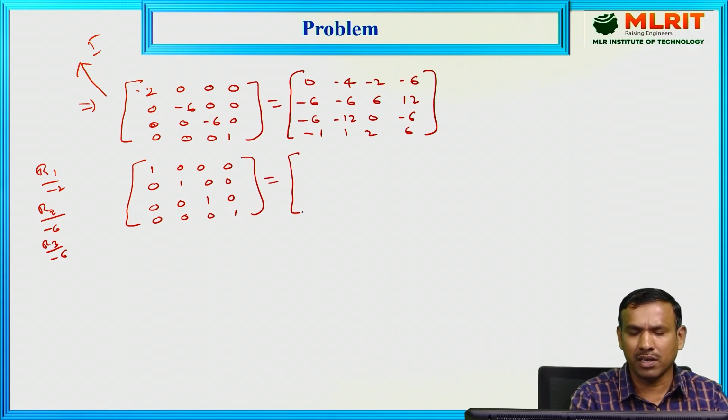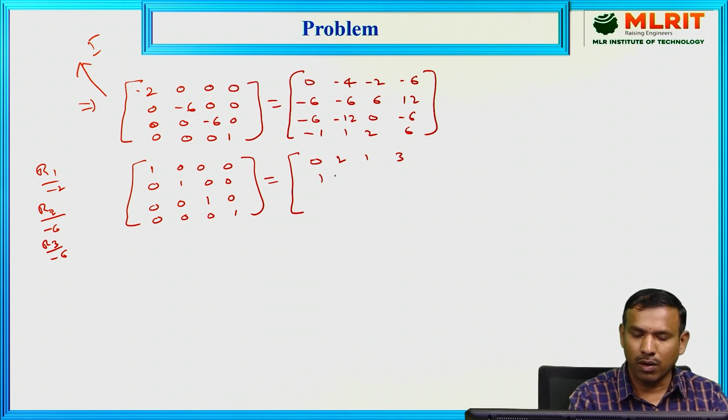So same operation on the right side. First row divide with minus 2: 0, 2, 1, 3. Second row divide with minus 6, right? 1, 1, minus 1, minus 2. Third row divide with minus 6 means 1, 2, 0, 1. Fourth row already is 1, we are not doing anything. Same element, minus 1, 1, 2, 6, right?